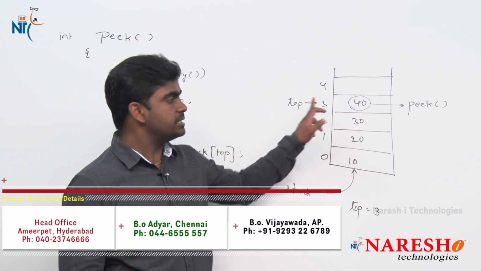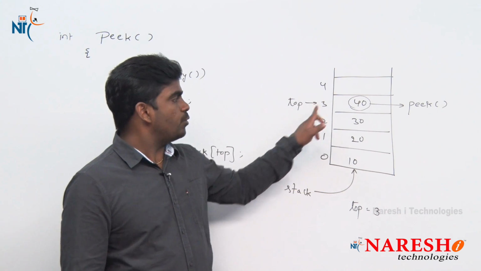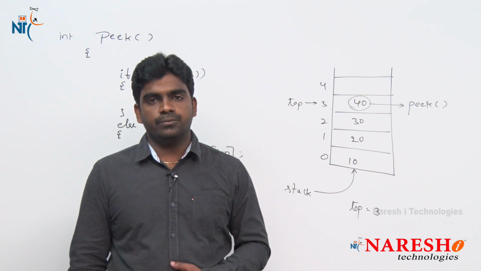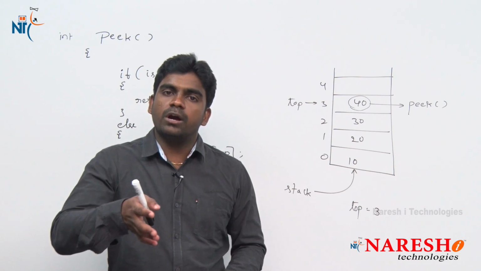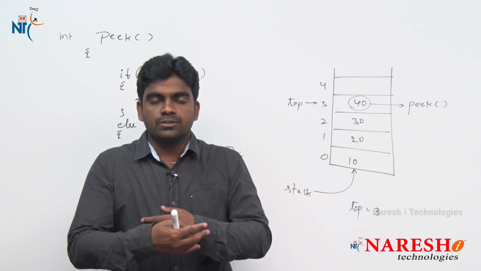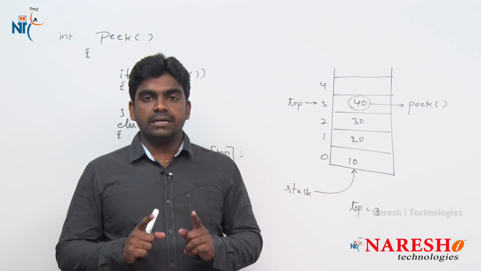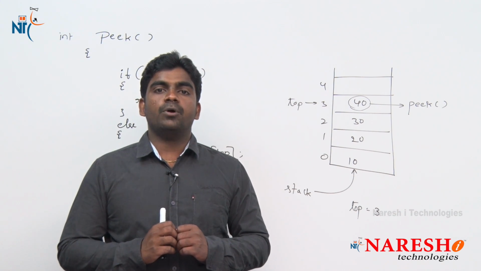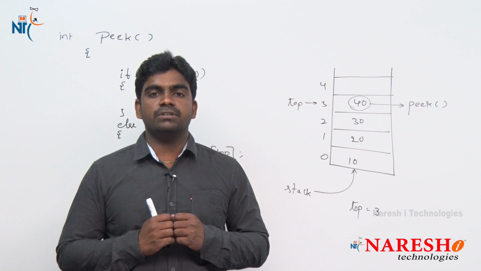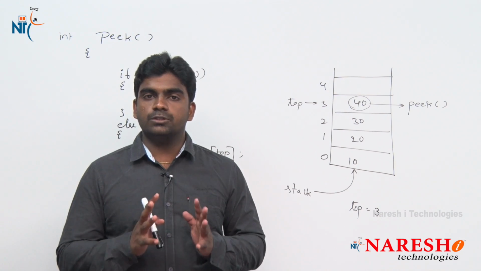If you write top minus minus, top starts pointing to the previous location. Sir, then what about this location? It is there, the data will still be there, working like a garbage value. Next time, if you insert one more element, the element will be overwritten, rewritten with another value. Only rewriting is possible. It is impossible to delete the data inside the memory location; you can only replace that information.